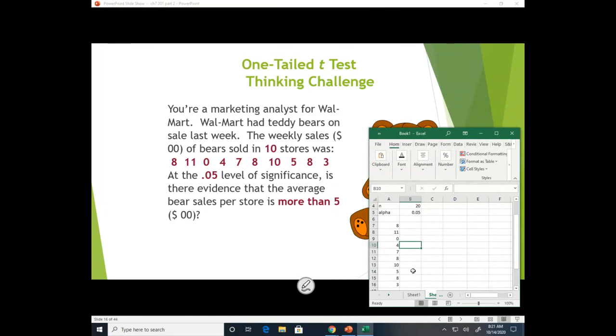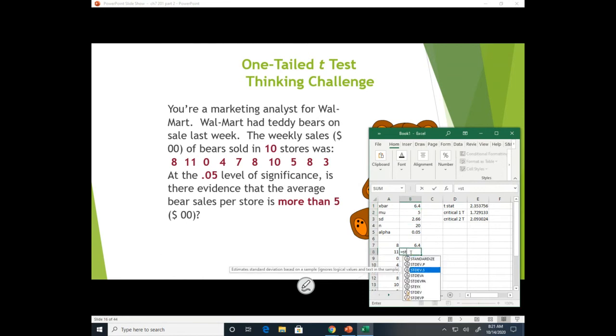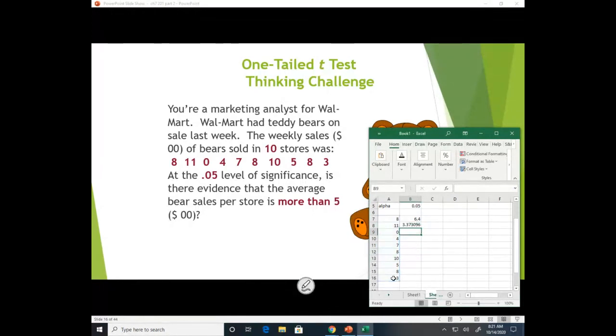So we need to calculate out our values, right? So we know that mu is 5. We need our sample mean, so let's use the average function to get an average of 6.4. Standard deviation, use our standard deviation function on the same set of data: 3.37.